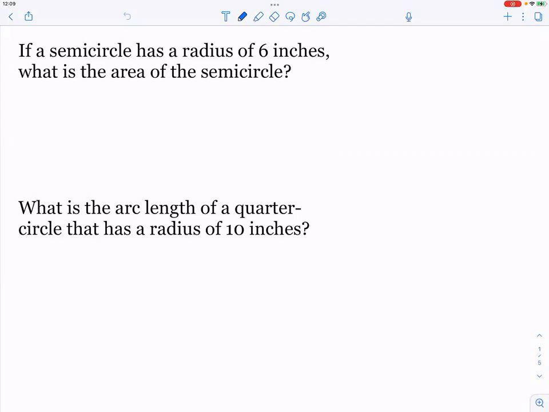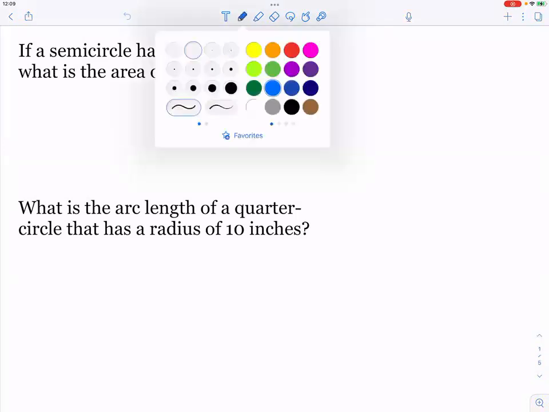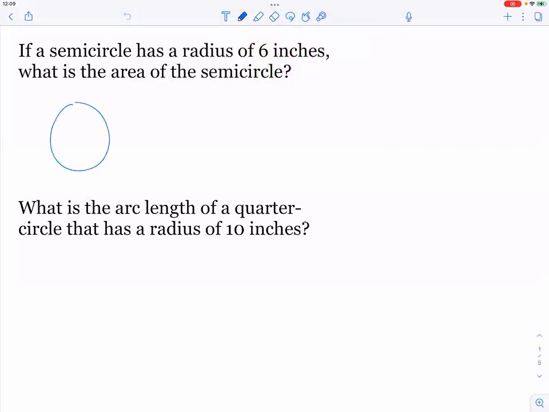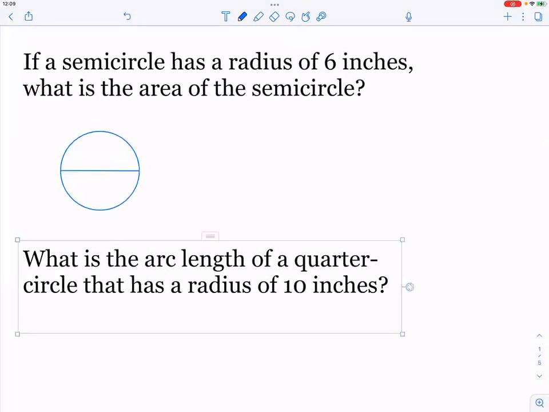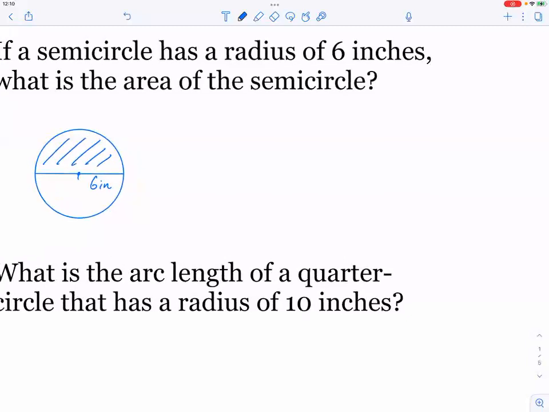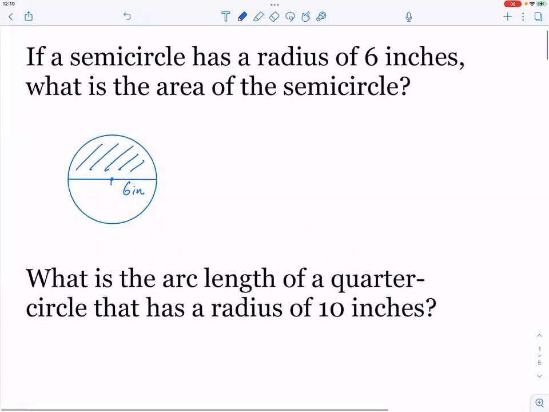Okay, all right. So let's go ahead and go over these questions. So we have a semicircle with a radius of 6 inches. You can draw a circle and we will only focus on the semicircle. And since we will only want the area of the semicircle, the radius is 6 inches. Okay, so how would you calculate this? Lou?